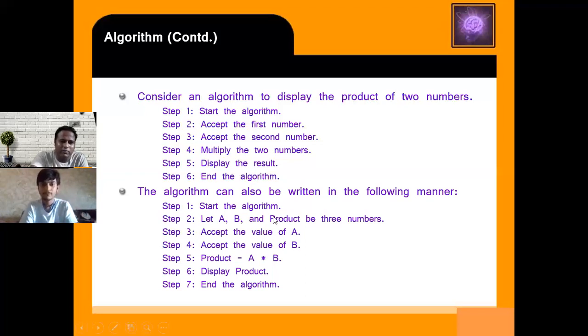Start the algorithm. First you have to define let A, B and product as the three numbers. Then accept the value of A: A equals something, B equals something. Product equals A into B. Display the product. End of the algorithm. That is a little bit technical. You can again convert this into something even more technical.